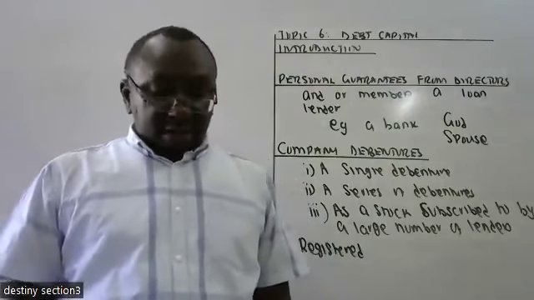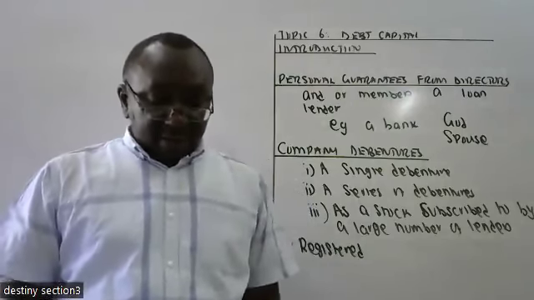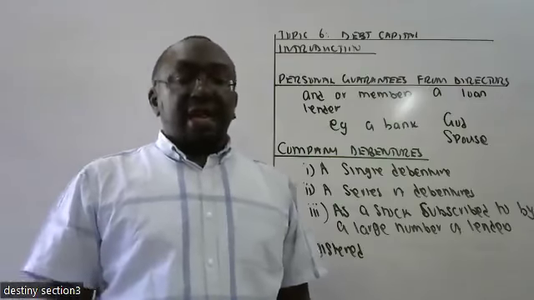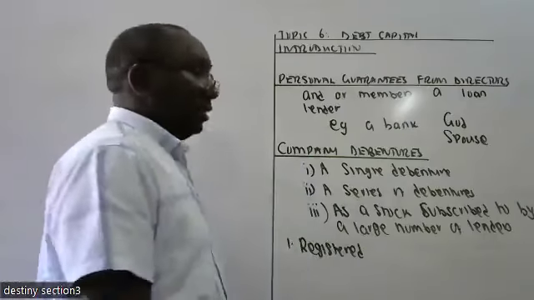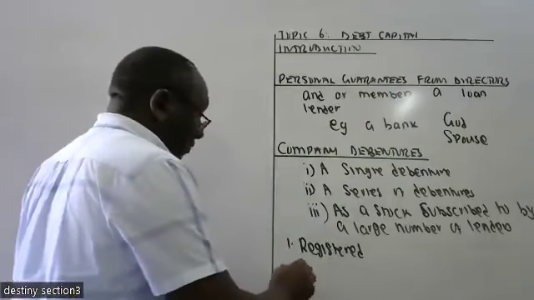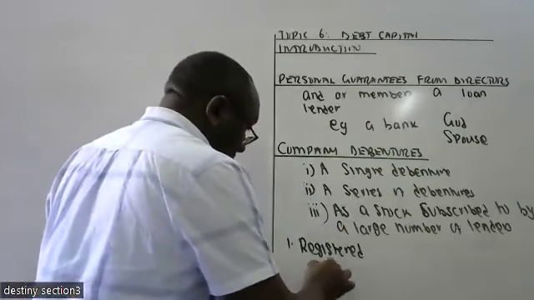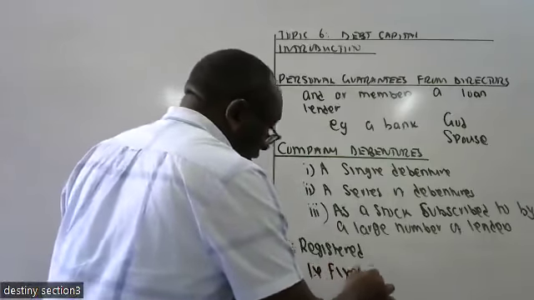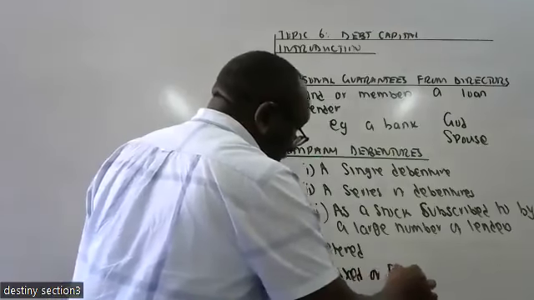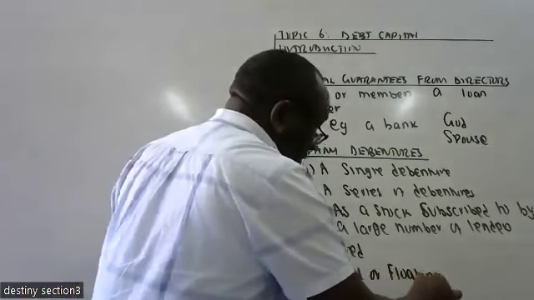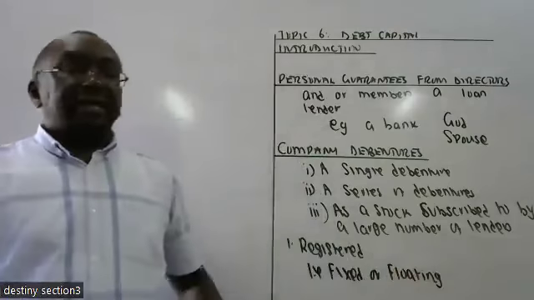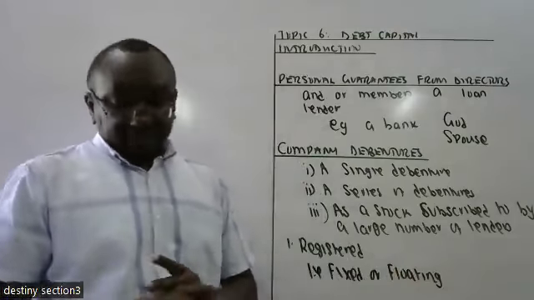Number four, shows the type of charge. That is fixed or floating.